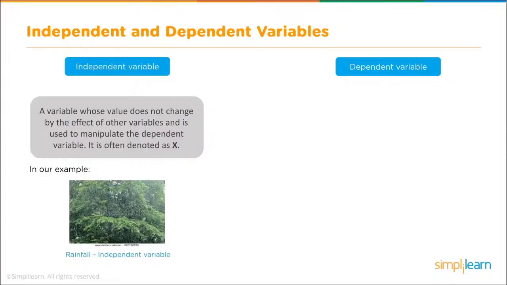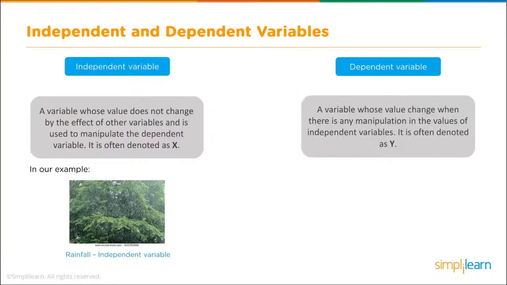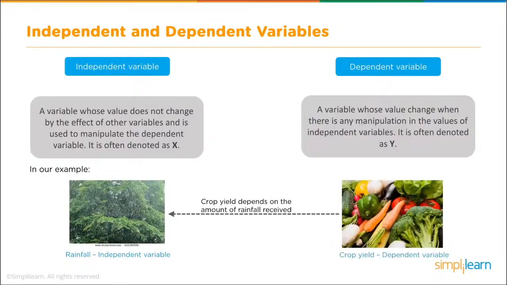This is a wonderful example because you can easily see that we can't control the rain, but the rain does control the crop. So when we talk about the independent variable controlling the dependent variable, let's define dependent variable as a variable whose value changes when there is any manipulation in the values of the independent variables. It is often denoted as y. And you can see here our crop yield is the dependent variable, and it is dependent on the amount of rainfall received. Now that we've taken a look at a real-life example, let's go a little bit into the theory and some definitions on machine learning and see how that fits together with linear regression.